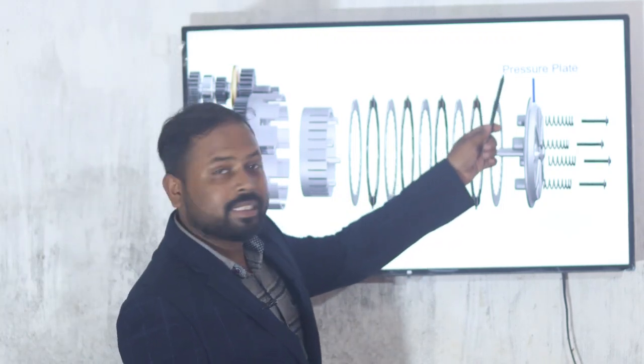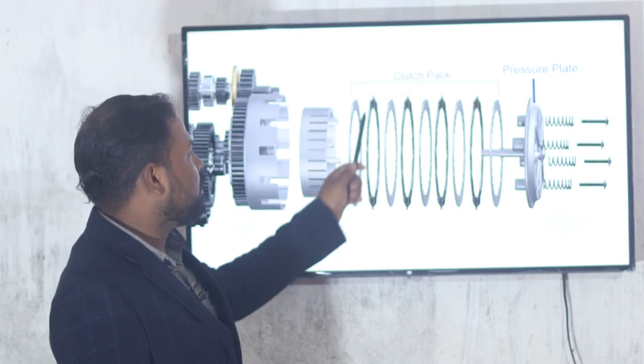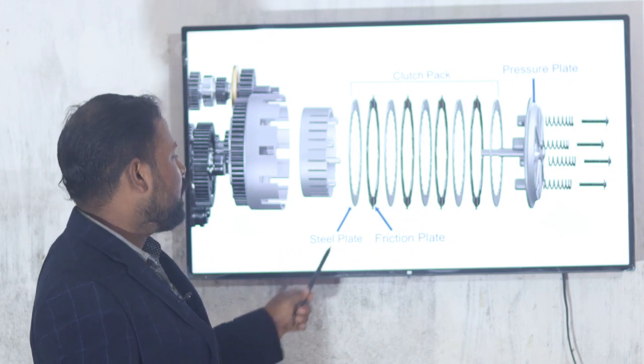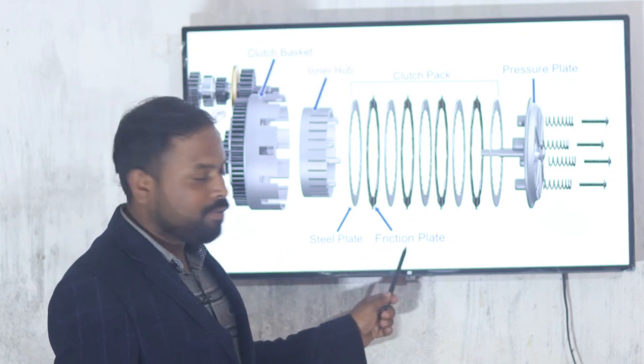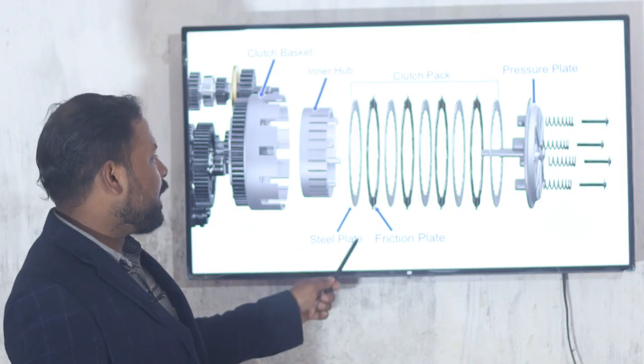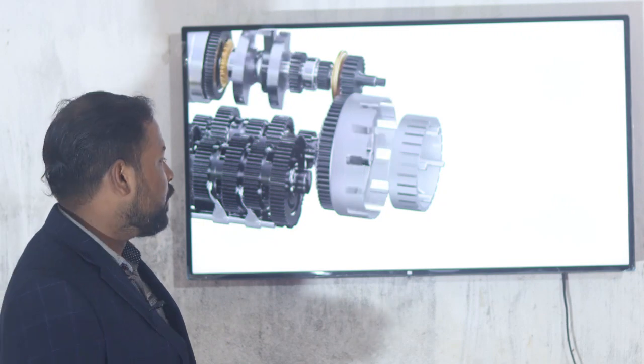This one is called the pressure plate. Then here is the clutch pack. Two kinds of plates are used here: one is the steel plate, and the other is the friction plate, which is non-technically called the clutch plate, along with the pressure plate. So how does it actually work?